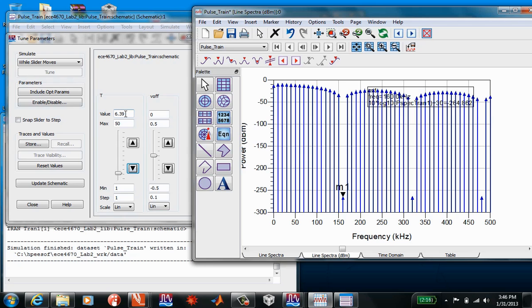What's 1 over 6.39, for example? 0.156. Okay, so 0.156 is kind of close to 16. I mean 160 kilohertz. Okay. So I guess I have the duty cycle off by a factor. It has to be 1 over that, so it's 1 over 16 is the duty cycle, which is the 6th then.